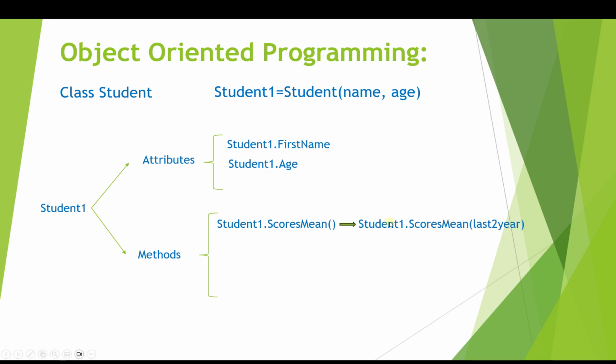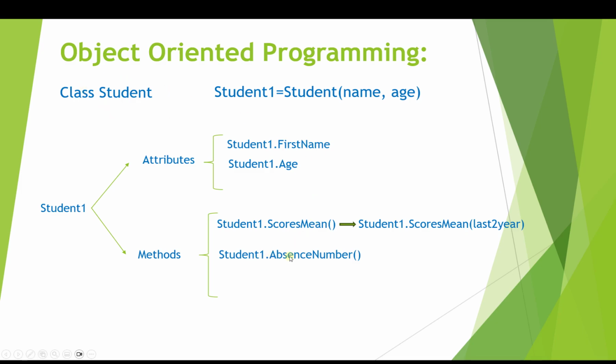For example, we can say student one dot score mean, and we can have some inputs for it, and we can say, for example, do the calculation for the last 2 years or last 2 semesters or last year. They can all be defined in the class when we define the classes.